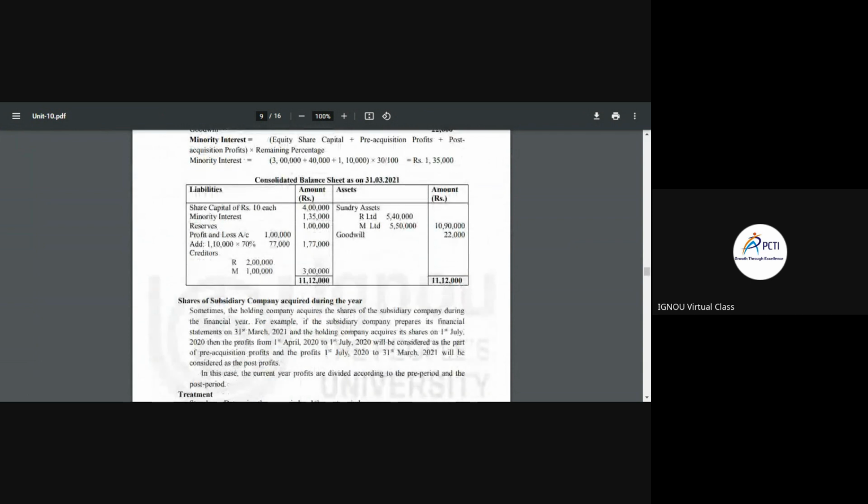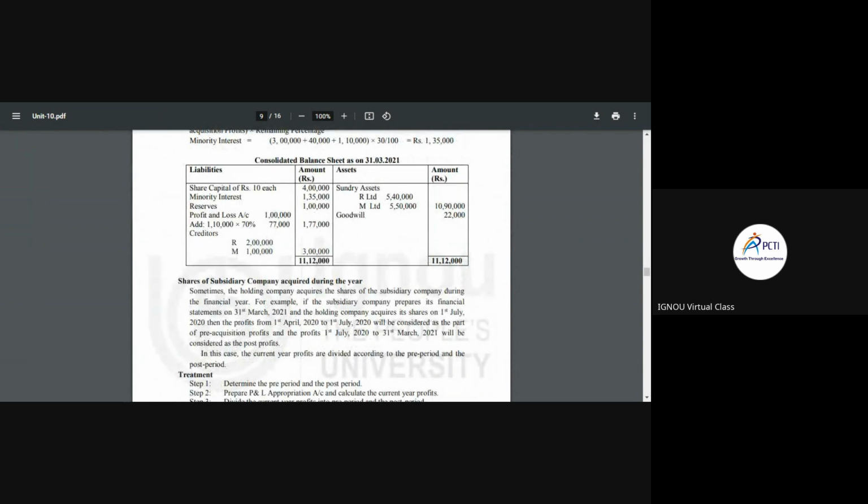Here we have the consolidated balance sheet as on 31st March 2021. On the liability side, we have share capital of rupees 10 each, 4 lakh. Then we have minority interest 1 lakh 35,000. Then we have reserve 1 lakh, P&L account 1 lakh, then we add 1 lakh multiplied by 70%, 77,000. Creditors are 2 lakh plus 1 lakh.